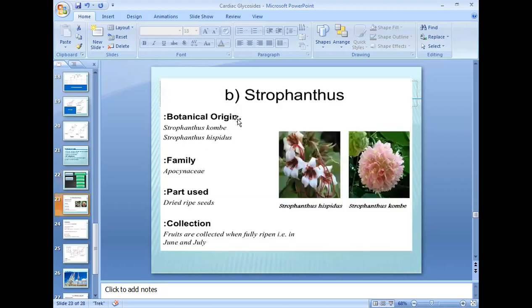Another plant family which has cardiac glycosides of the class cardenolide includes Strophanthus kombe and Strophanthus hispidus, belonging to the family Apocynaceae. Their dried ripe seeds are used, and they are collected when they are ripened. They ripen in June and July, so in this season they are collected.